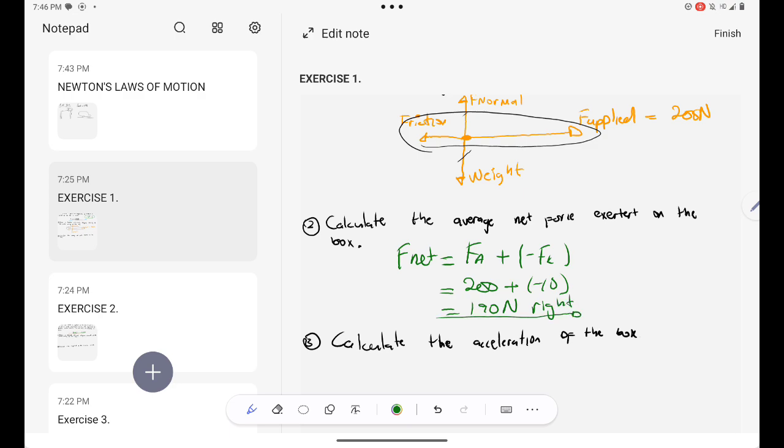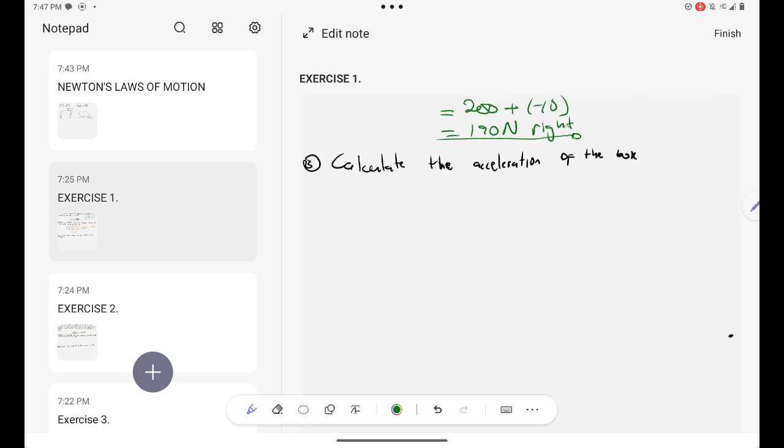Remember that, guys, force is a vector quantity. If they say to you calculate the net force, not the magnitude, they just said calculate the average net force. That means I must give the magnitude and the direction as well, because I'm calculating a vector quantity. It's very, very important to have both magnitude and direction.